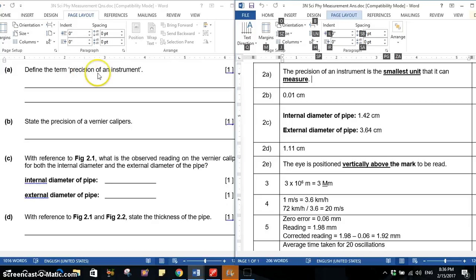So, precision of an instrument refers to the smallest unit the instrument can measure. So, when we are asking about precision of a vernier calipers, we are actually asking you what is the smallest unit that vernier calipers can measure. So the answer is 0.01 cm. You can also leave your answer as 0.1 mm.